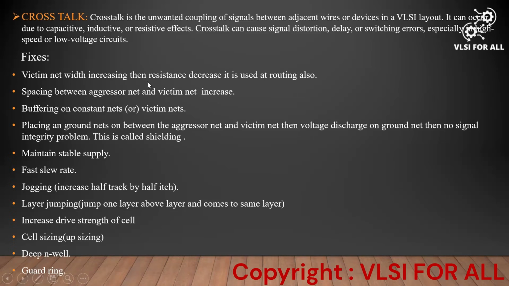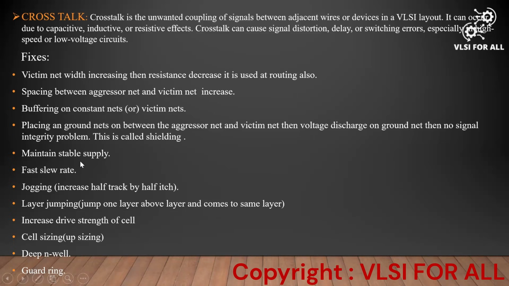Increasing the victim net width decreases resistance, and this is used at routing also. If the victim net width is increased, the switching activity will be better, so the crosstalk will be less in that case too. On the aggressor nets where we see crosstalk, those nets will be connected to ground and the victim net to the supply. This is called shielding, which means providing constant 0 and constant 1 nets to the victim and aggressor.